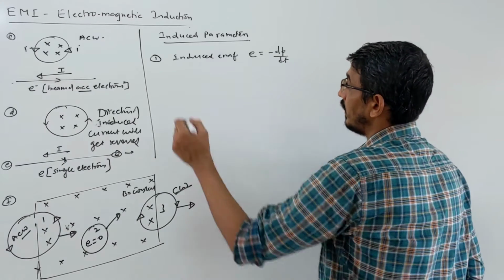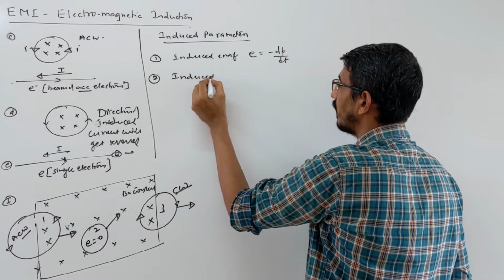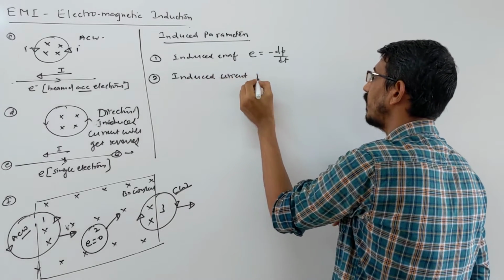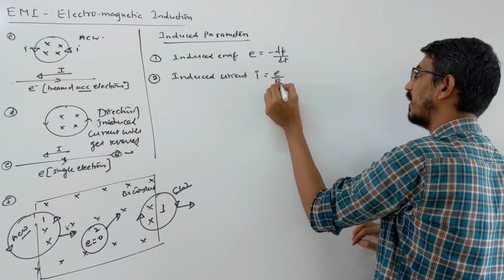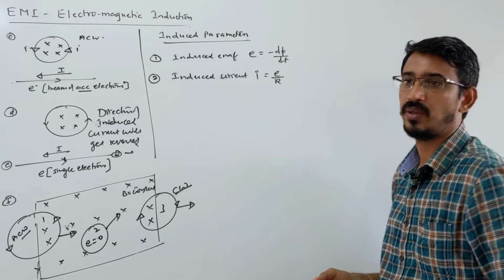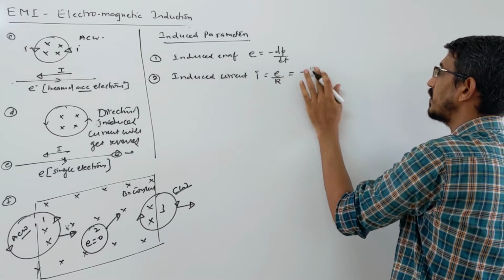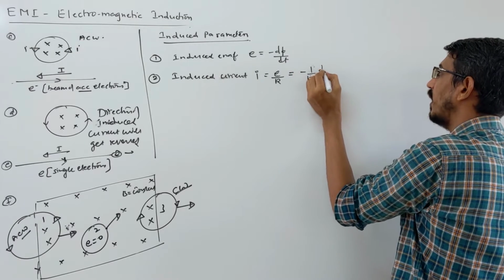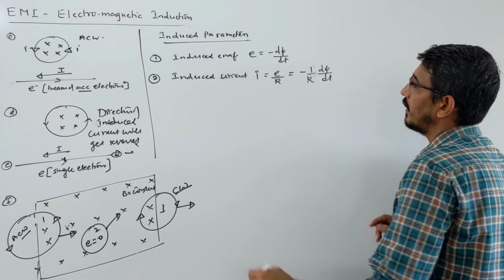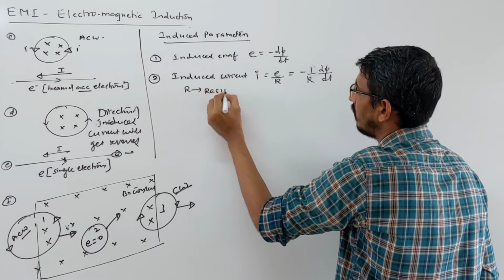Now apart from induced EMF, if it's a closed loop, then induced current will flow. That's nothing but E by R. You find the induced EMF divided by the resistance of that loop. So what is R here? Resistance of the loop. Or you can also write it this way, 1 by R and d phi by dt. No problem? So remember here, R is the complete resistance of the loop.